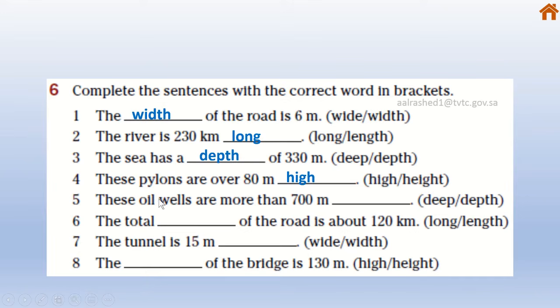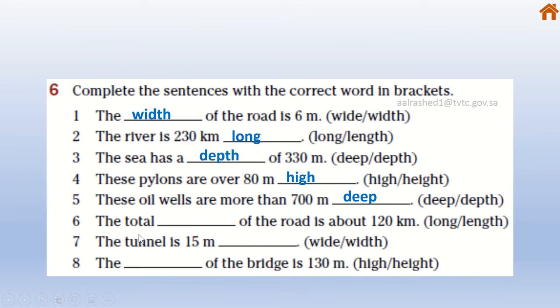These oil wells, okay, this is the noun. R, YR, we have lower S is الجمع هنا. These oil wells are more than 700 meter. The adjective again, I need the adjective. Okay, at the end of each word, I need the adjective.